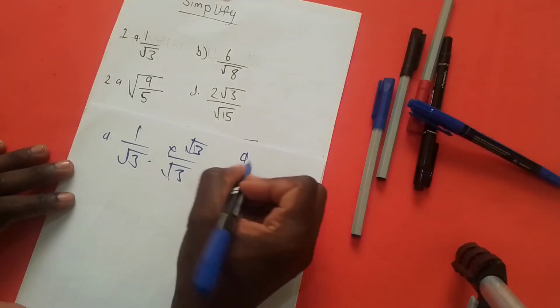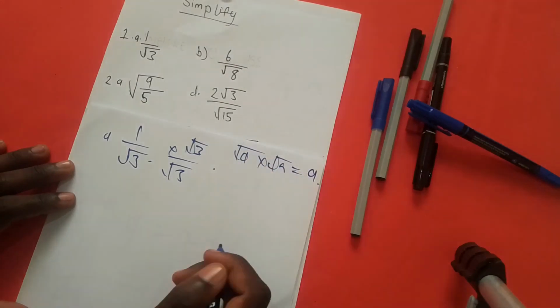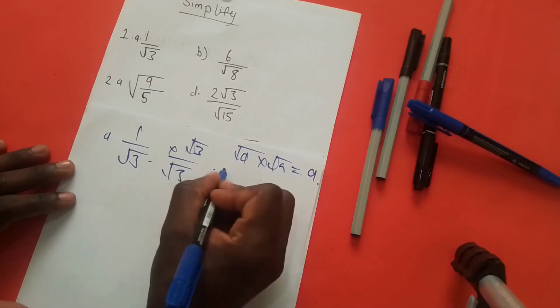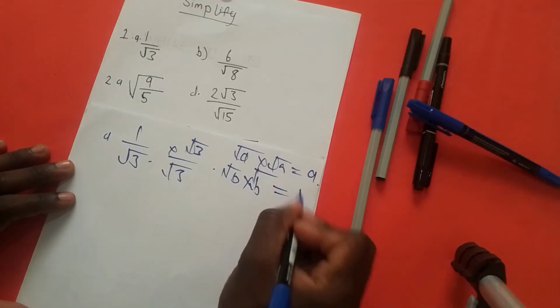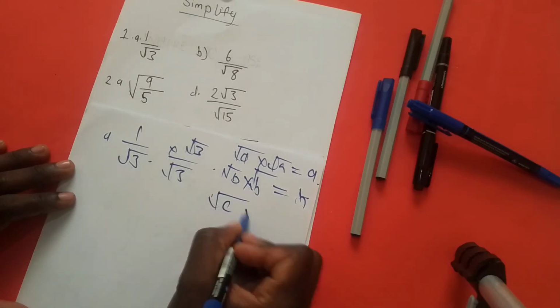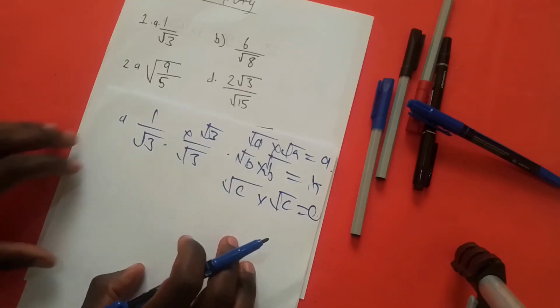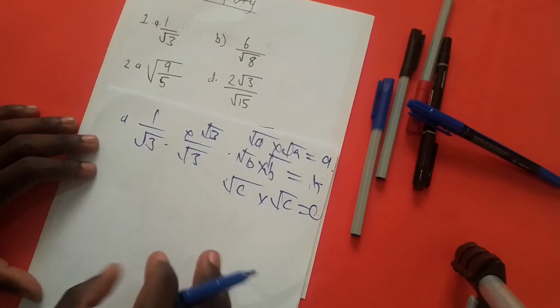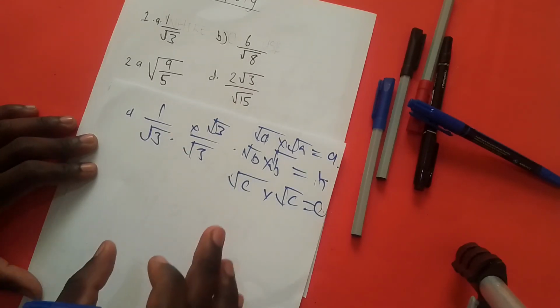Let's say we have root a times root a. This is equal to a, right? So a second example would be root b times root b. The solution will be just b. Even root c times root c is equal to c, as long as what's under the square root sign is the same. So therefore, at this point we have root 3 multiplied by root 3. Therefore, the solution will be 3.